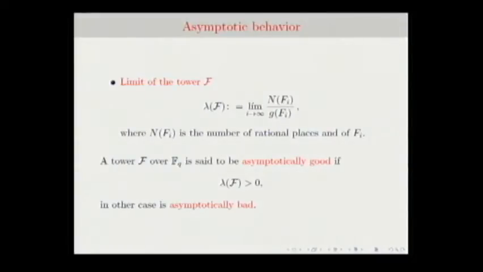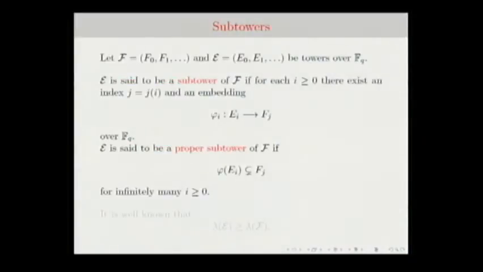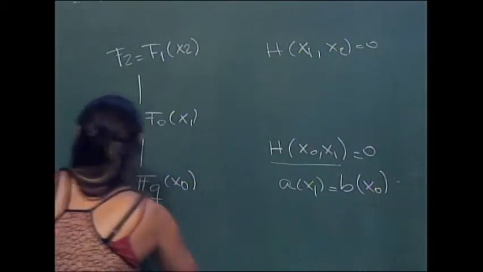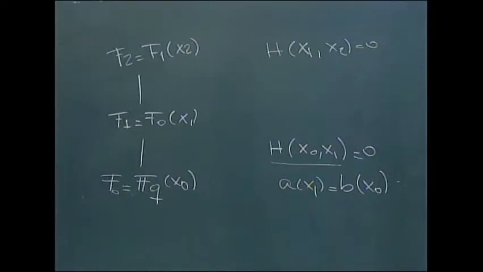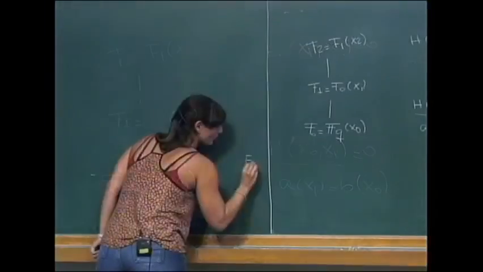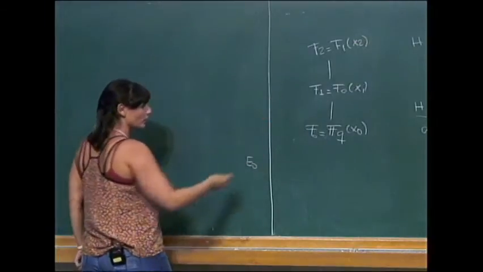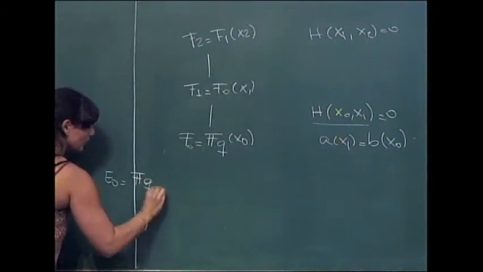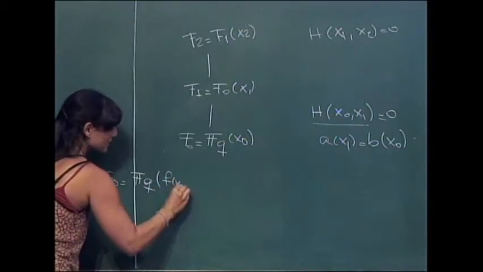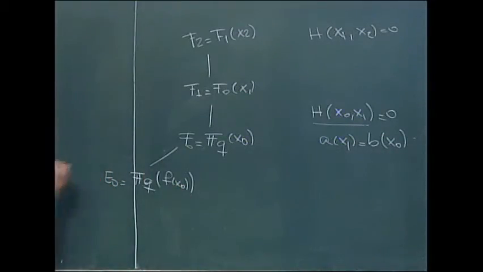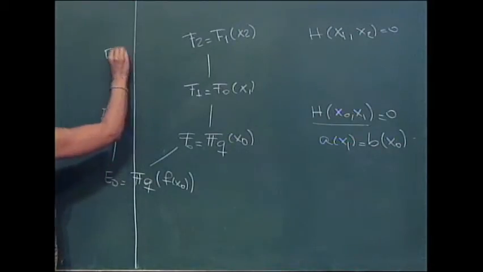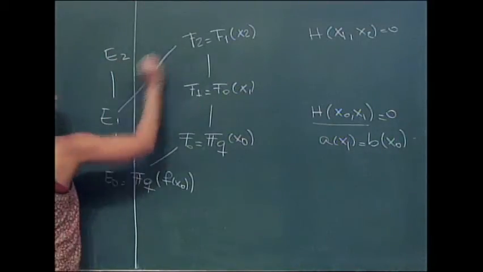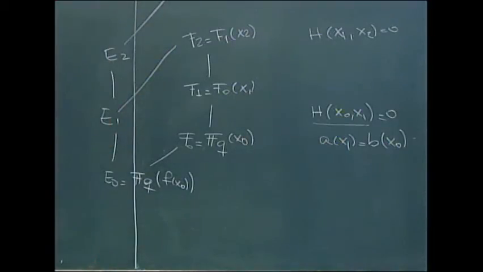But this is not always easy, so what we did is to study not the tower itself, but a subtower. What is a subtower? Basically, we construct another tower such that it's inside this one. For example, if I take some polynomial f of x0, then this is inside F0, and then I have a tower here. And this could be inside this one or this other, and then we go on like this, and then we have a subtower of the original tower.